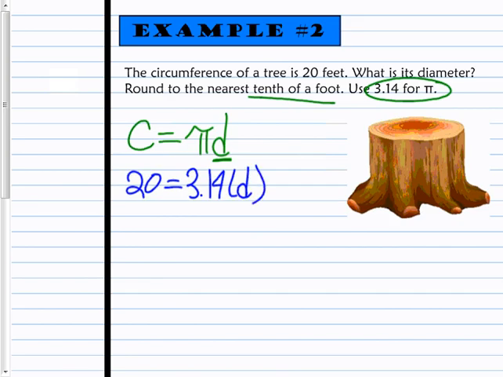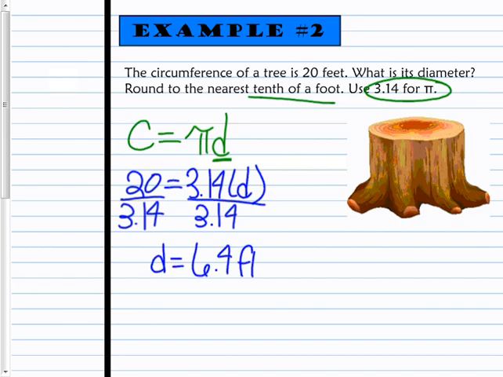Well, this is just like solving any other problem. I want to get diameter by itself. So what am I going to do? I'm going to divide both sides by 3.14, since that's what they said to use for pi. So 20 divided by 3.14, to the nearest tenth, the diameter is 6.4 feet. And that's your final answer.